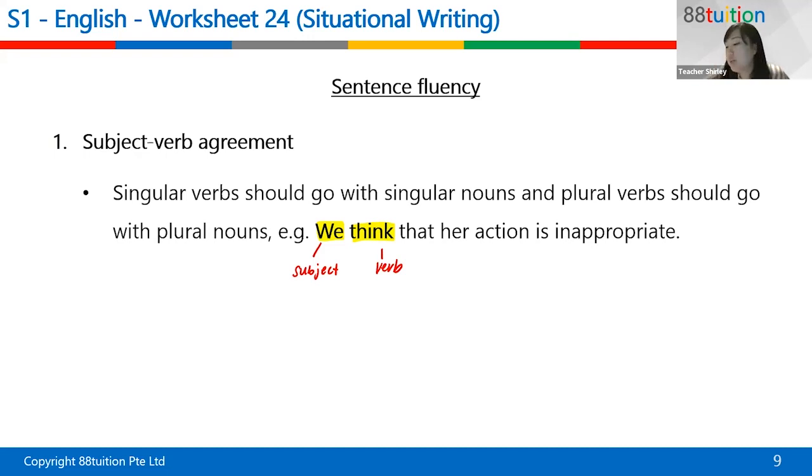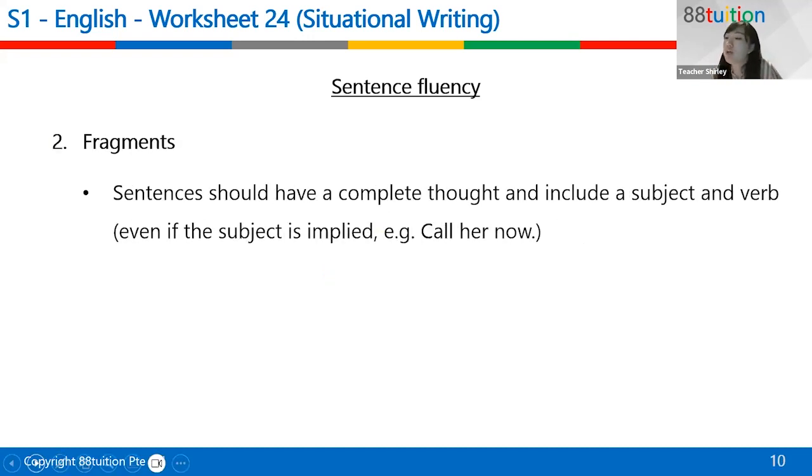Now, we are just at number one, subject agreement. We're going to talk about fragments now. Sentences should have a complete thought. If it's not a complete thought, if it is something like an independent clause, it means that you will not have a complete sentence. So you need to ensure that it's a complete sentence that includes a subject and a verb. Generally, for English sentences, the simplest sentence will comprise a subject, verb, and an object.